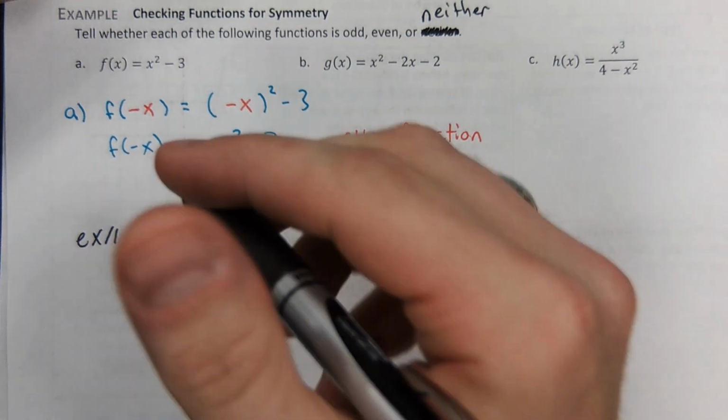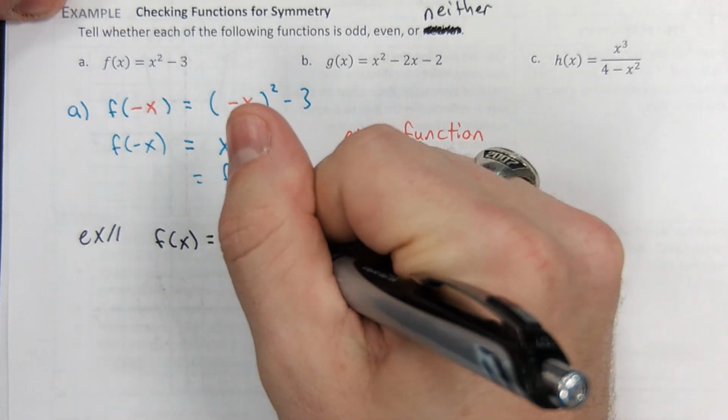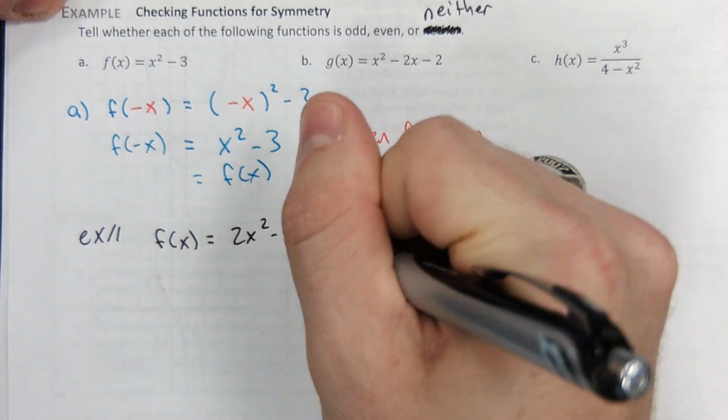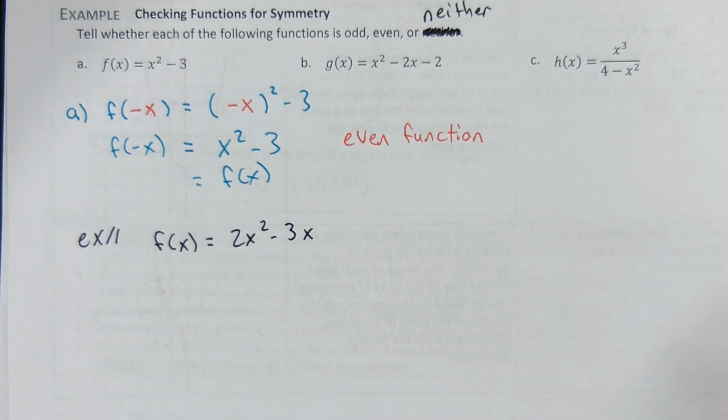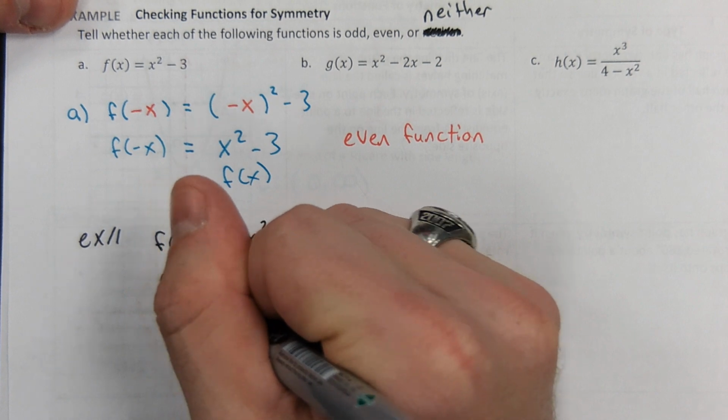Okay. F of x. Let's do this. Making this one up. Let's check it for symmetry. Is it even or is it odd or is it neither of those? Let's find out. First thing we do is replace every x with a set of parentheses.